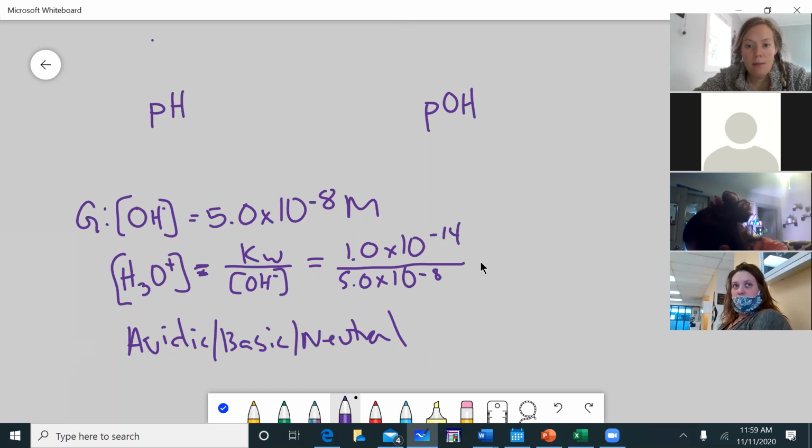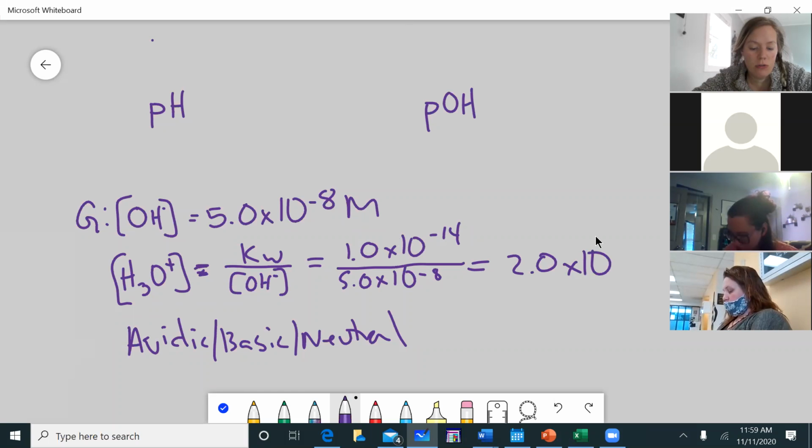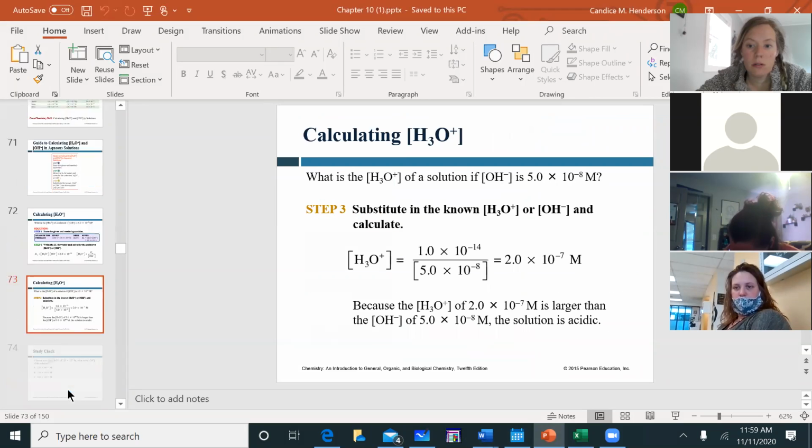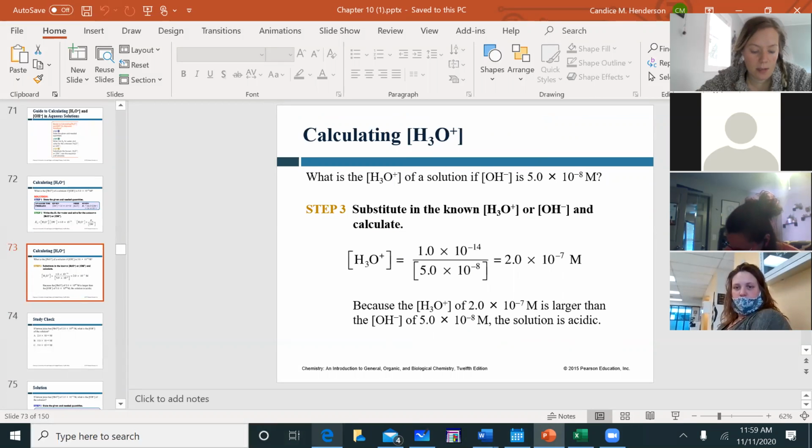All right, and I am getting 2.0 times 10 to the negative 7. Is that what y'all got? Make sure I plug that into my calculator for this one way I can look, don't want to tell you something that isn't true. Yes, to negative 7.